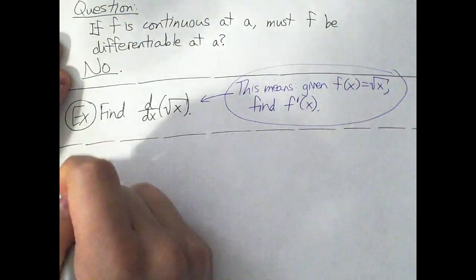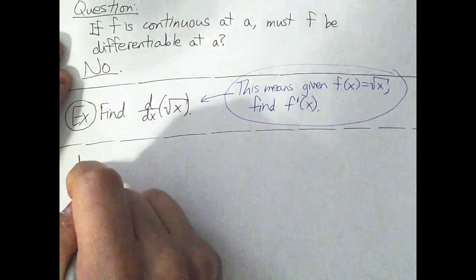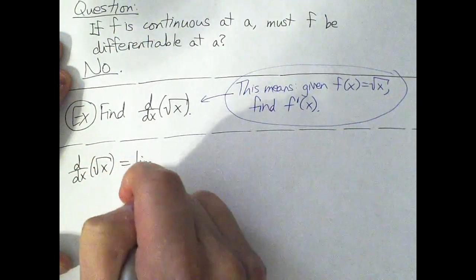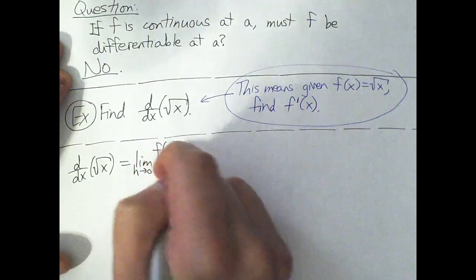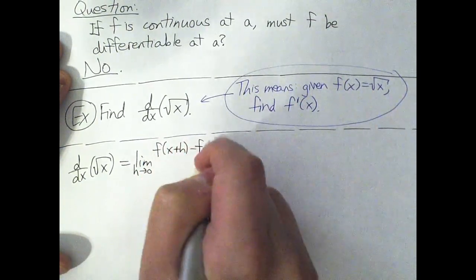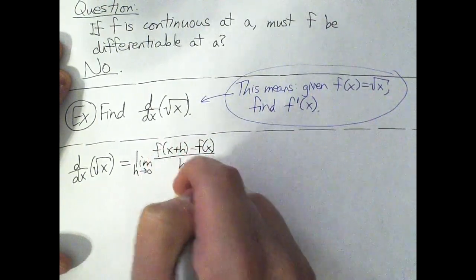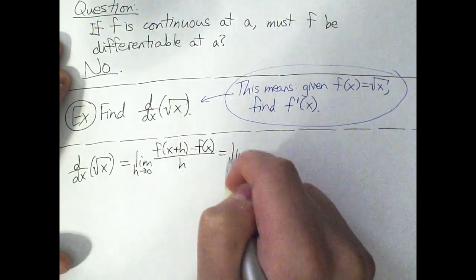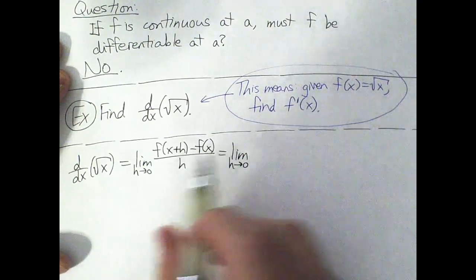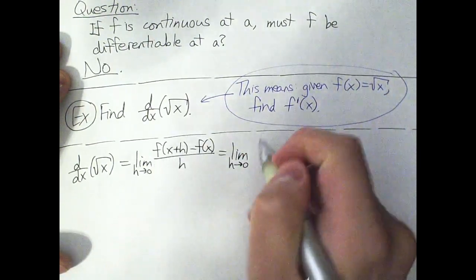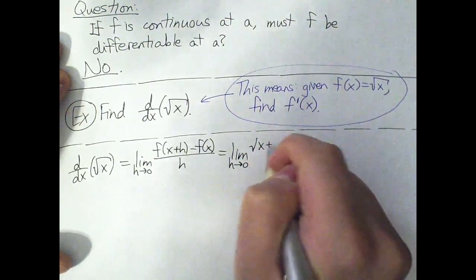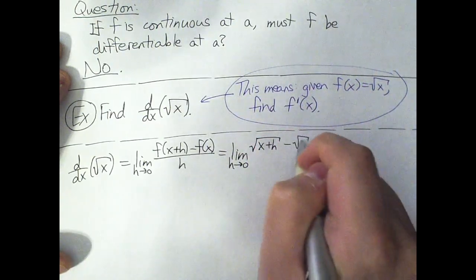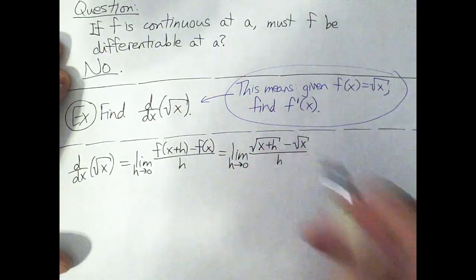So now that we have that in mind, let's go ahead and use the limit as h goes to 0 of f of x plus h minus f of x over h. I'm going to put in the square root of x as the function, so f of x plus h is the square root of x plus h, and f of x is the square root of x. So this is where we're at.